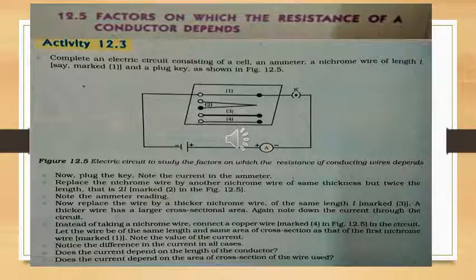Now replace that double wire by a thicker nichrome wire of the same length as in the previous one, that is length L. A thicker wire has a larger cross sectional area naturally. Wire becomes thick, so the area increases. Again note down the current through the circuit. Now the fourth time, replace that nichrome wire with a copper wire and note down the difference in the current in the ammeter. The wire should be of the same length and same area of cross section as that of the first nichrome wire. Now note the difference in the current in all cases.